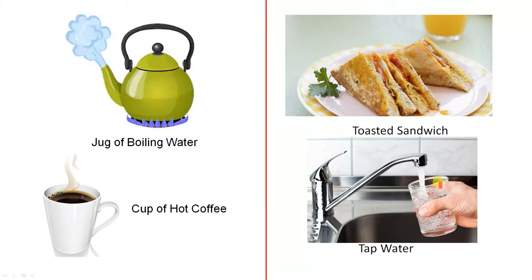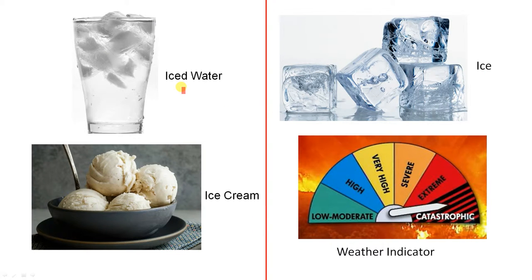And we have tap water, which is basically at room temperature. That's not too hot at all. Then we have iced water. You can see the ice there. That's pretty cold water there. Then we have ice cream. That's reasonably cold. We've got ice, which is very cold. Okay, so with those pictures, we've moved from very hot objects to very cold objects.